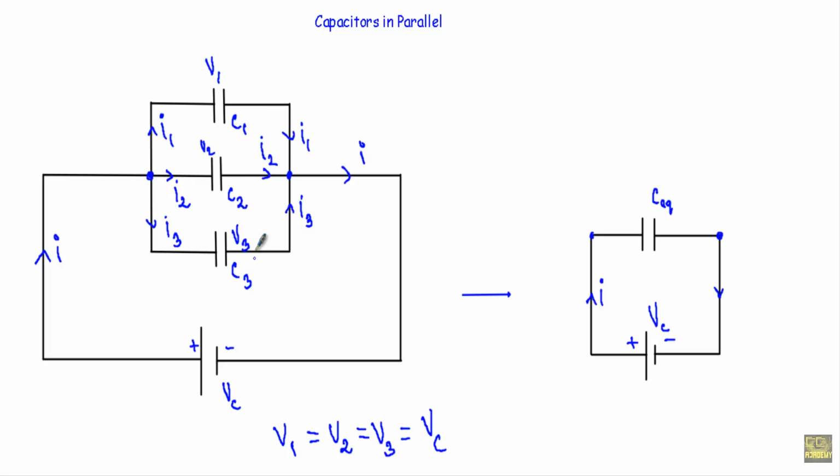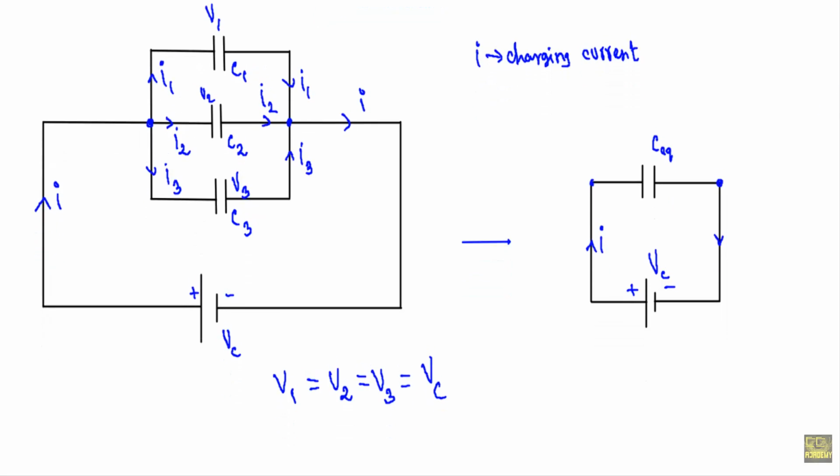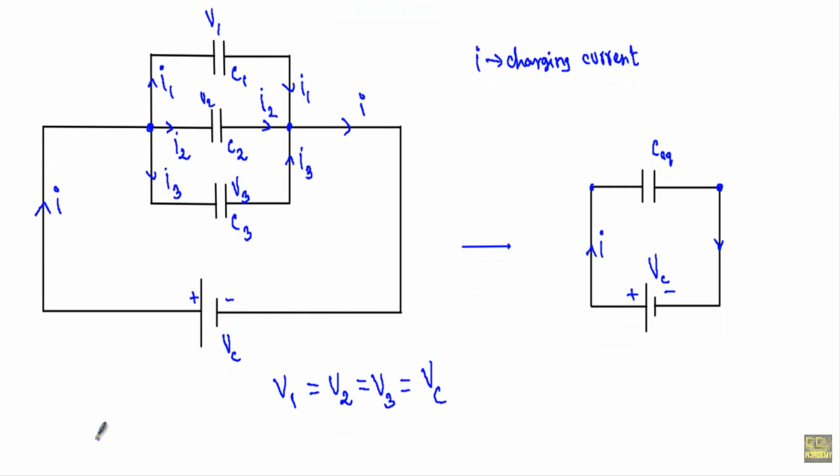Now, what is the current that is flowing through the capacitors C1, C2, C3, or what is the total current that will flow in this circuit if I replace these three parallel capacitors with this single capacitor? That is our charging current I, the total charging current. See, the charging current I1 will be equal to C1 dV1 by dt. This is the current equation of our capacitor.